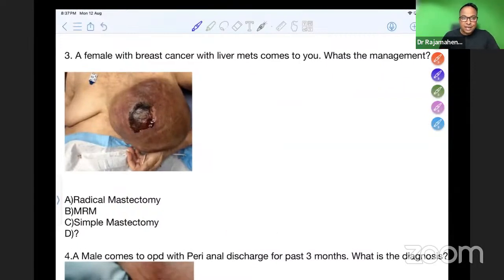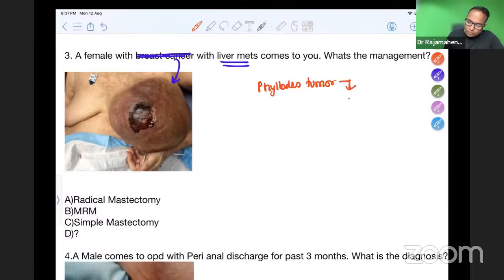Like question number 3: a female with breast cancer, they have not mentioned, but a lesion was mentioned, with liver mets comes to you. What's the management? Many students are thinking this question is about a Phyllodes tumor. Please first understand the clinical concept. Remember this point: a Phyllodes tumor will not produce liver mets. Please don't forget this basic point. It is very, very rare for it to produce liver mets.